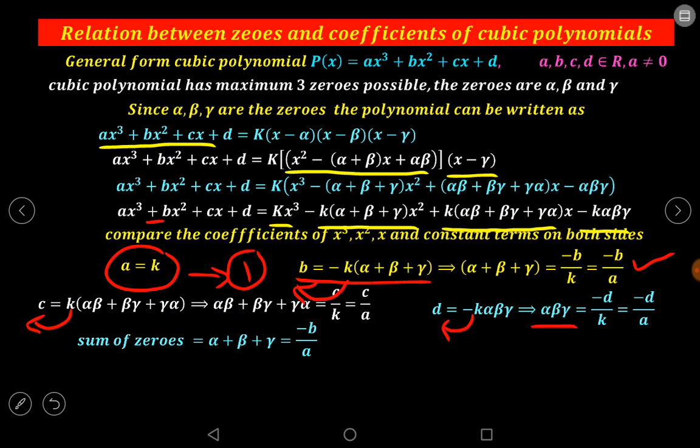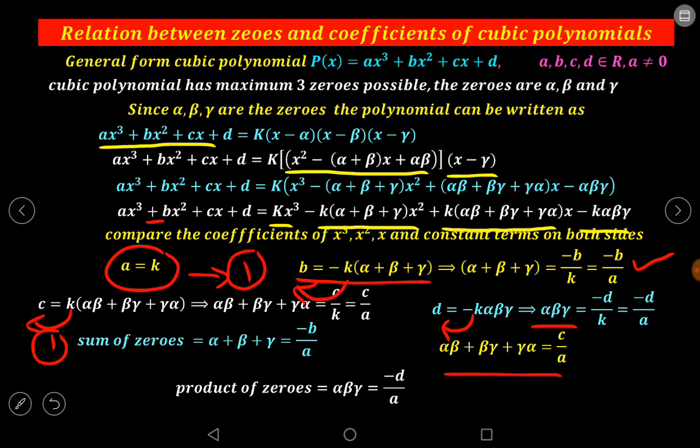Okay students, so the first relation is the sum of zeros, alpha plus beta plus gamma, equal to minus b by a. Second one is alpha beta plus beta gamma plus gamma alpha is equal to c by a. Okay, next, third one is the product of zeros, alpha into beta into gamma, is equal to minus d by a. These three relations we verify in each and every question.